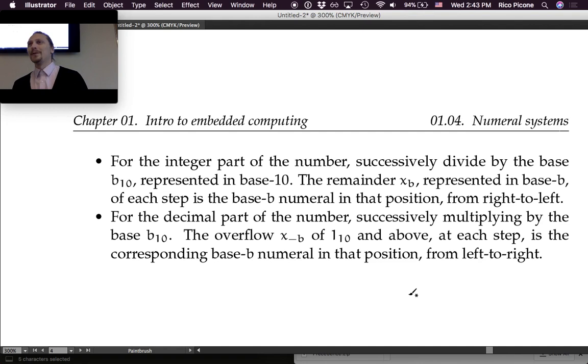For the decimal part of the number, successively multiply by the base b10. The overflow of the 1 base 10 and above at each step is the corresponding base B numeral in that position from left to right, which is the reason why most people don't even explain it in words, they just do examples. But I figure it's good to try to say it in words if you can.